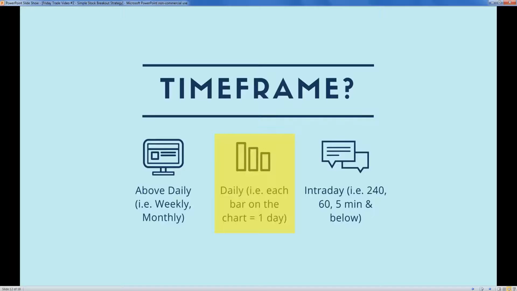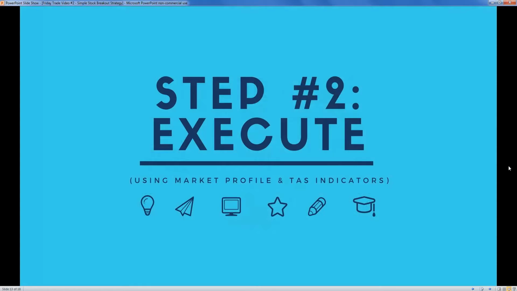and we're just going to go back into our PowerPoint slides for a moment for step 2, which is execute. Now that we have found which stock we're going to place our breakout trade in, which is Facebook in this case, now we need to execute our breakout trade.